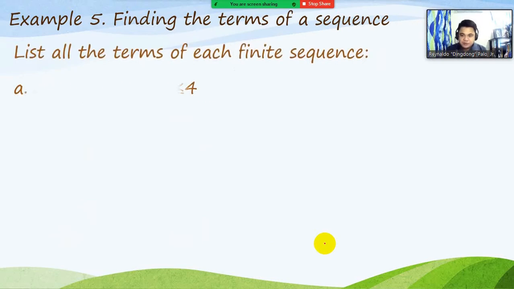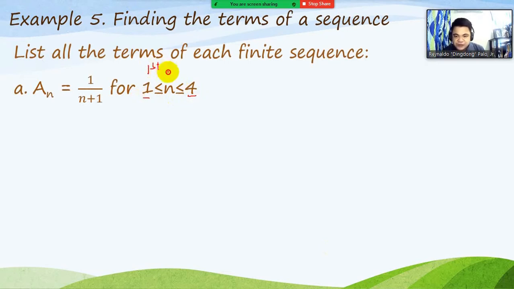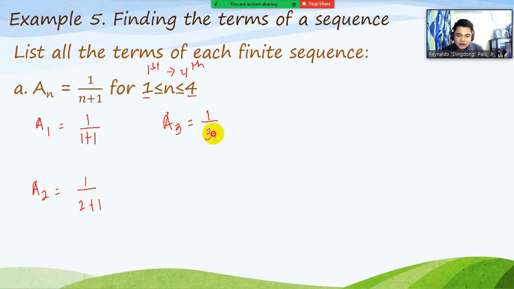Next, we have a sub n equals 1 over n plus 1 for n is at least 1 and at most 4. So it means we are looking for the first term up to the fourth term. To get that, just change n with the position of the term. A sub 1 equals 1 over 1 plus 1. While a sub 2 is 1 over 2 plus 1. While a sub 3 is equal to 1 over 3 plus 1. And then a sub 4 is 1 over 4 plus 1.